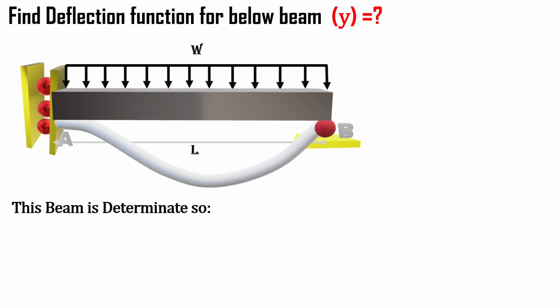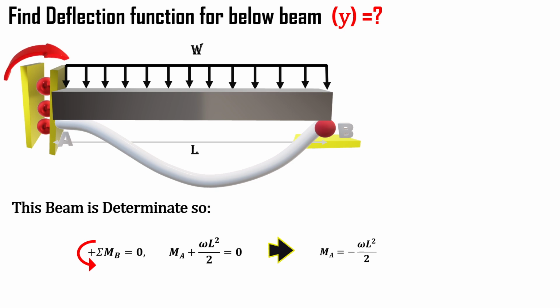So this beam is determinate, so we can jot down the summation of moment about B goes 0, and it just says MA plus WL squared over 2 is equal to 0, and it just gives us MA is clockwise. That's why negative, contradicting the counterclockwise positive arbitrary direction. MA is negative WL squared over 2, and that's the clockwise moment at A.